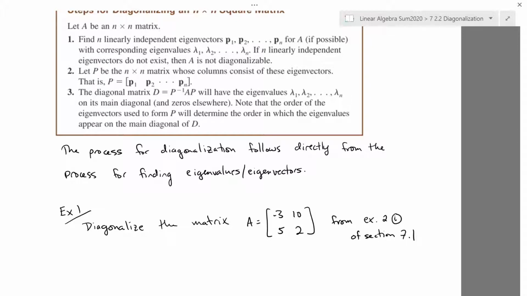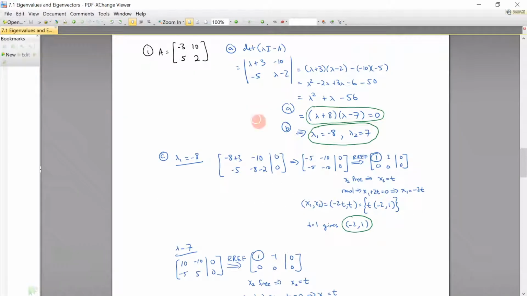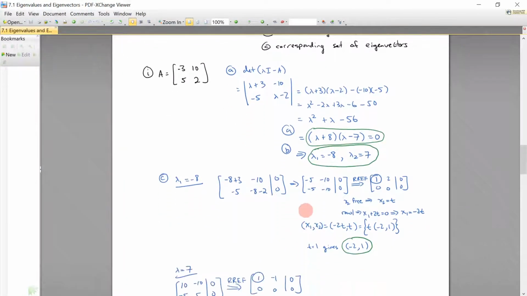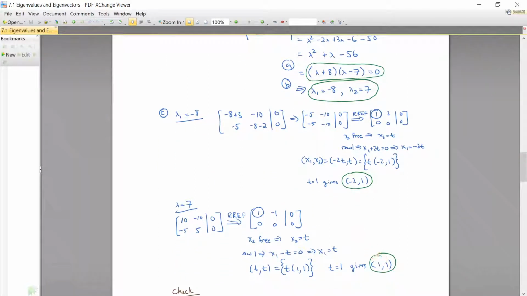So in this example, we're asked to diagonalize this 2 by 2 matrix, -3, 10, 5, 2. But this 2 by 2 matrix was the matrix we looked at in section 7.1, example 2i. So this was the example that we did in section 7.1, where we've already calculated the eigenvalues and the corresponding eigenvectors. So step 1 has already been completed.